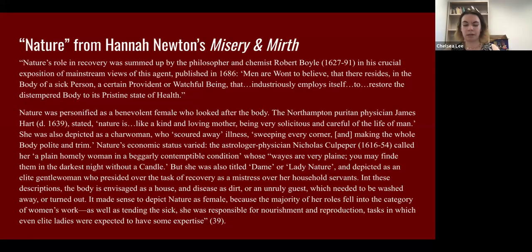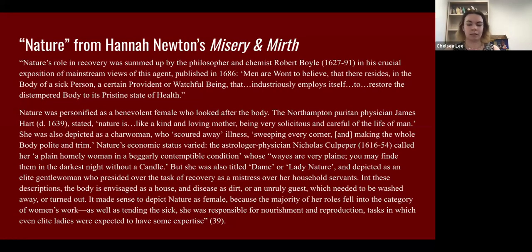In these descriptions, the body is envisioned as a house and disease as dirt or an unruly guest, which needed to be washed away or turned out. And it made sense to depict nature as female because the majority of her roles fell into the category of women's work. As well as tending the sick, she was responsible for nourishment and production, tasks in which even elite ladies were expected to have some expertise, end quote.